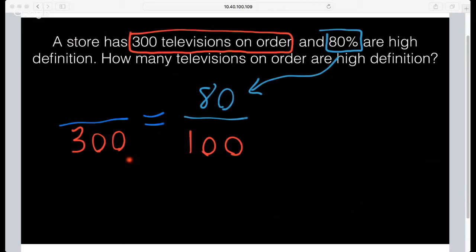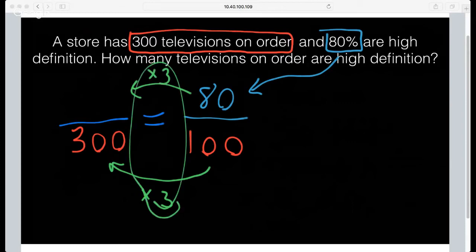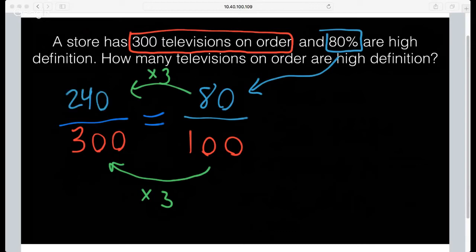Should we move this way? Yes, we can deal with this and this, so we're going to move in this direction. How do we go from 100 to 300? We multiply it by 3. How do we go from 80 to that? We're going to do the same thing as we've done at the bottom, because when we multiply something, the same number over the same number, it's multiplying by 1. And so 80 times 3 is, 8 times 3 is 24. And so 24 with a 10 is 240.